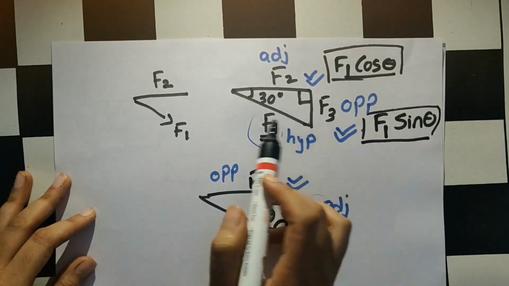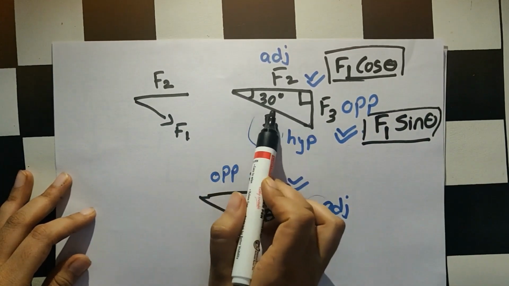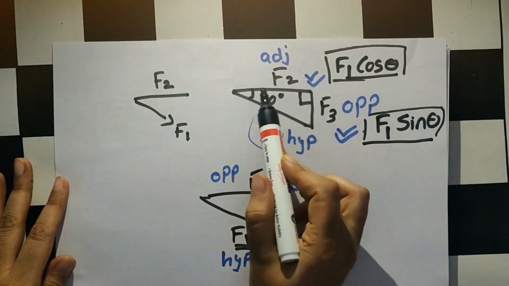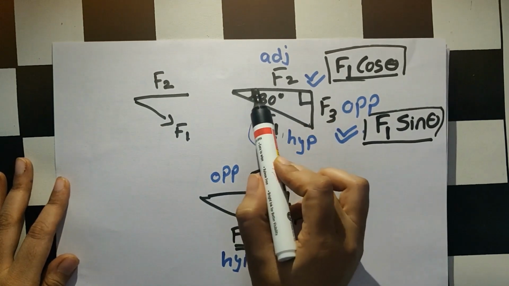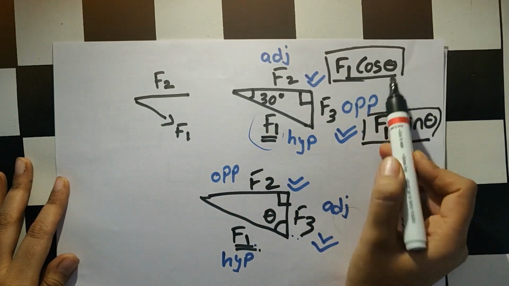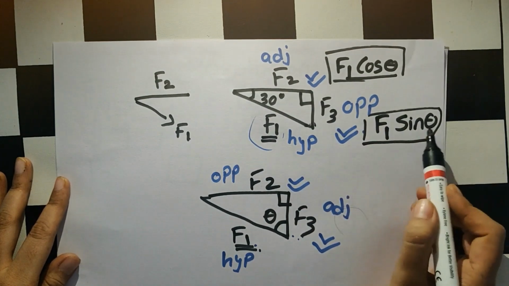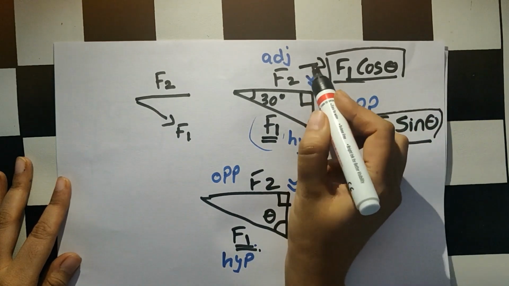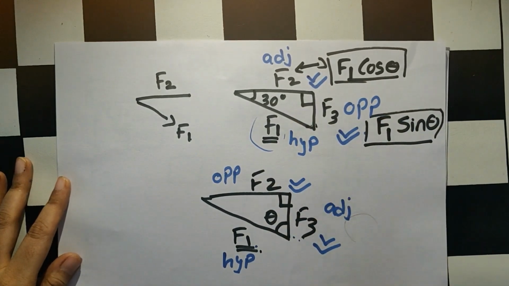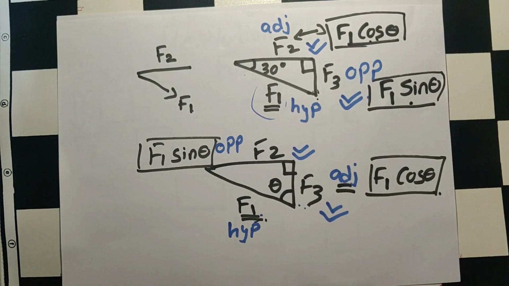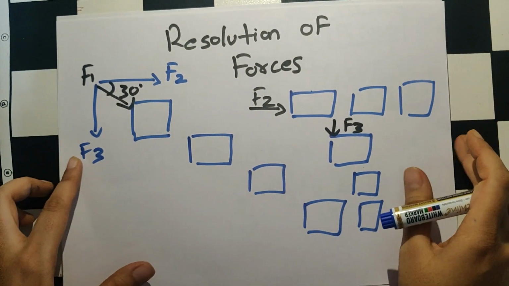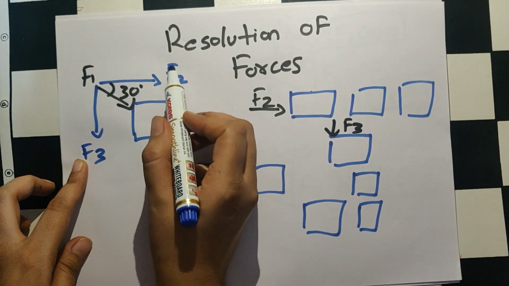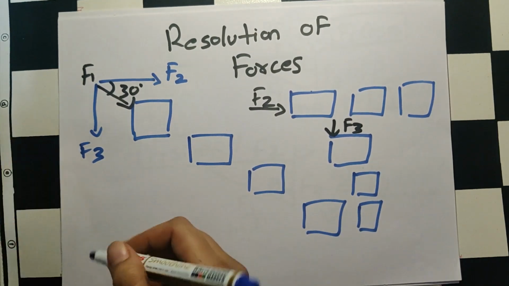So in this case, where the angle of your original force F1 is given with the horizontal component, your horizontal component will be F1 cos theta and your vertical component will be F1 sin theta. F1 value you know, theta value you know, so you can find the magnitude of F2 and F3. Understood? Now for example, in this original problem, the angle of the original force was given with the horizontal component.